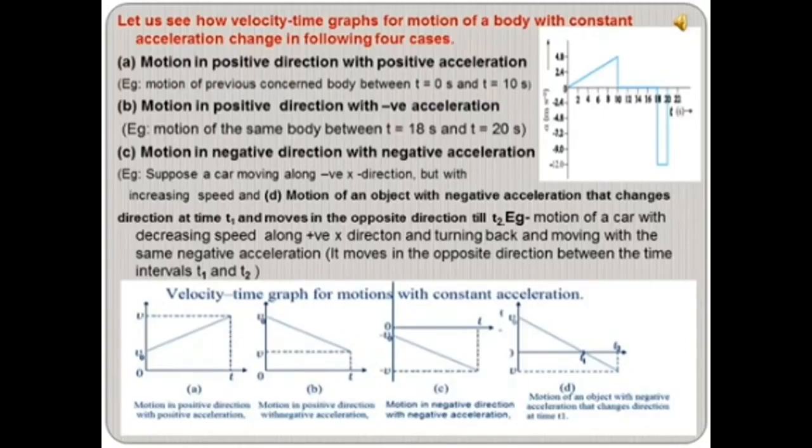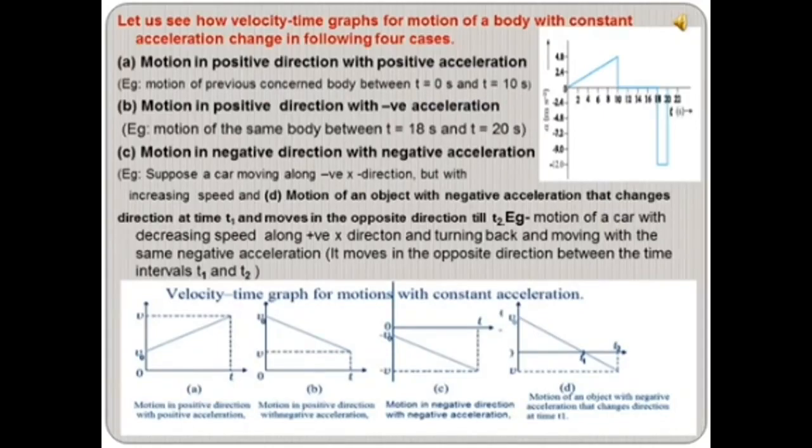Second case is motion in positive direction with negative acceleration, which is represented in figure B. You have to consider the same object whose motion between t equal to 18 second and t equal to 20 second.